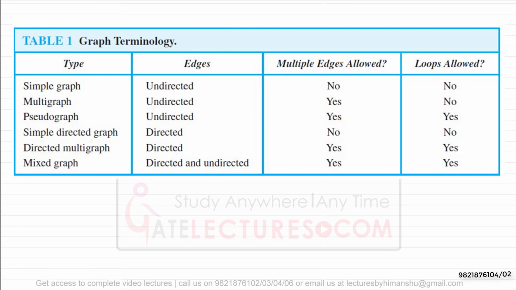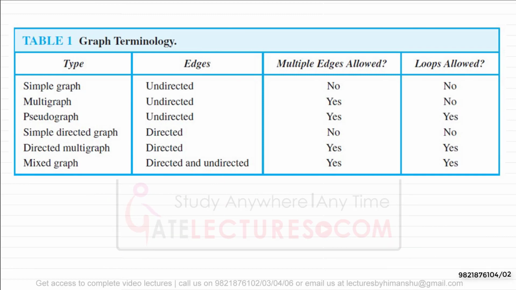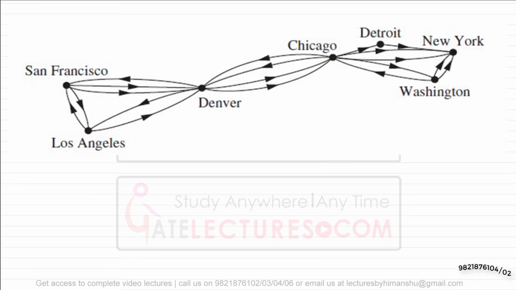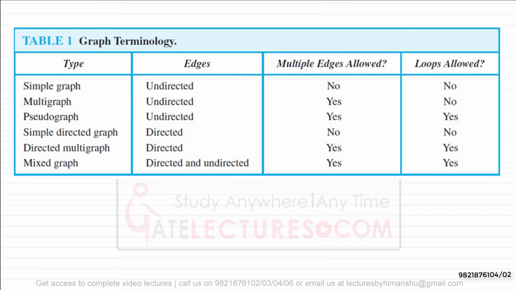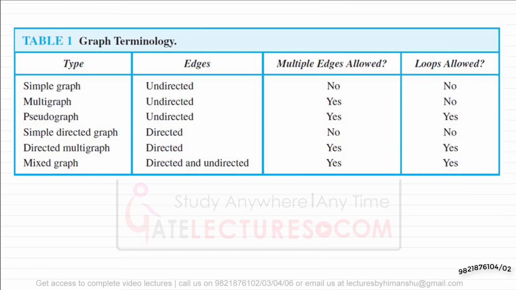Let me show you that graph where we had directed edges. In this graph we do not have any loop, so it is representing a directed multigraph. Multiple edges are allowed, as well as loops, but it is not a simple graph. Why is it not a simple graph? Because between San Francisco and Denver two paths are possible, two edges with the same direction, therefore it is representing a directed multigraph.